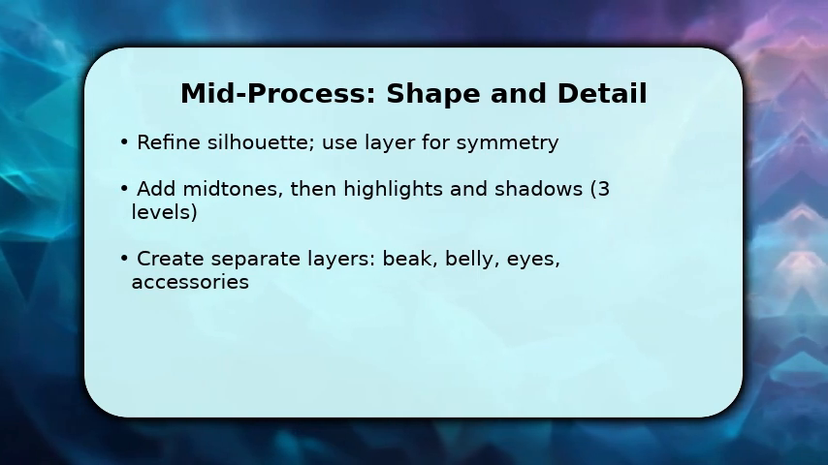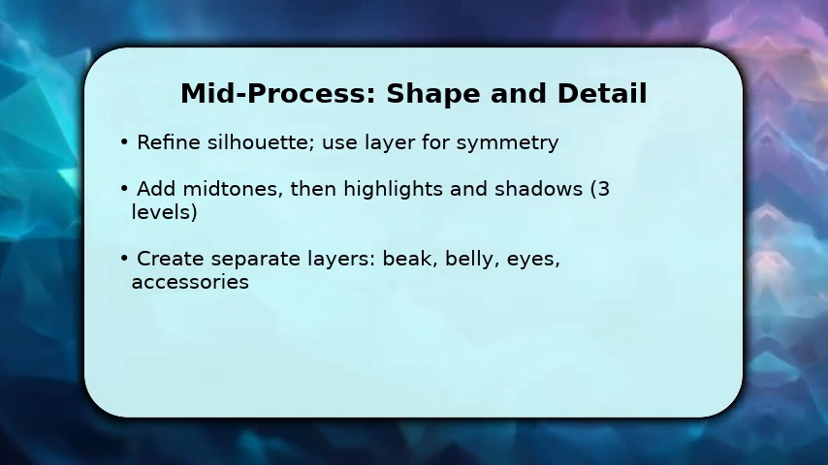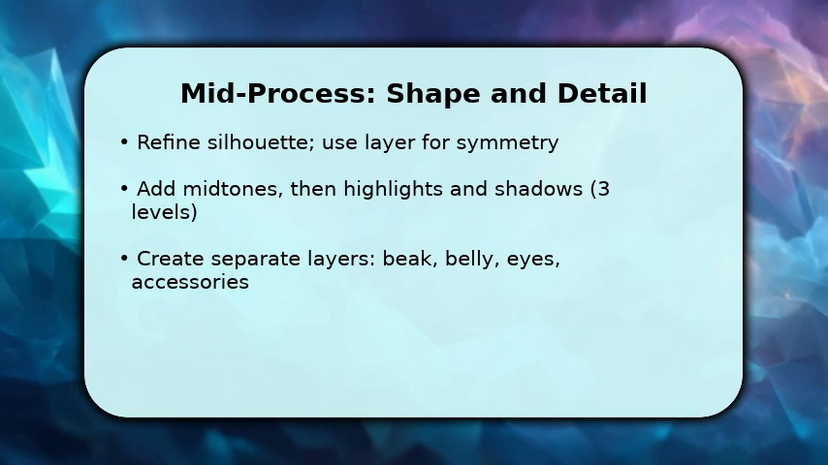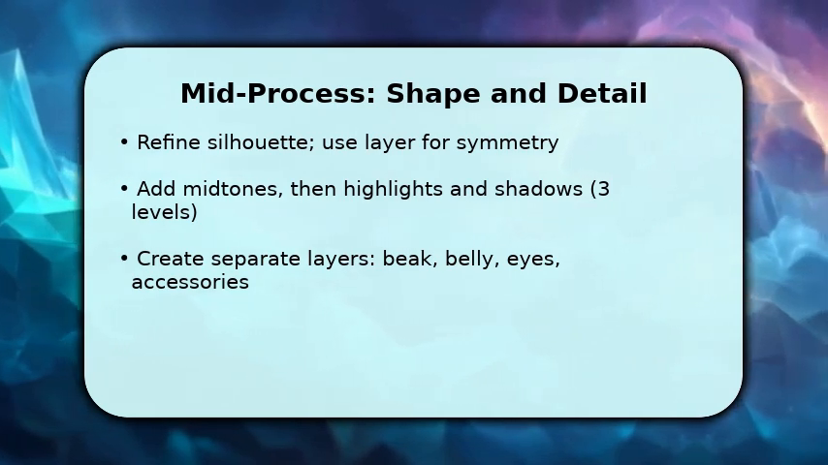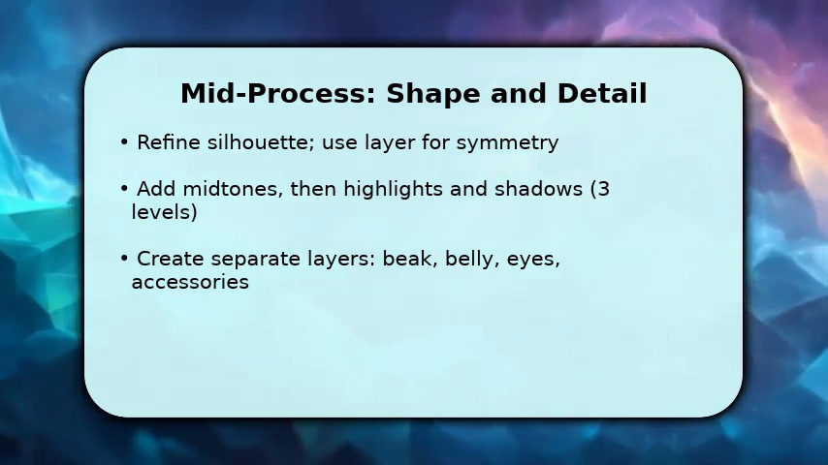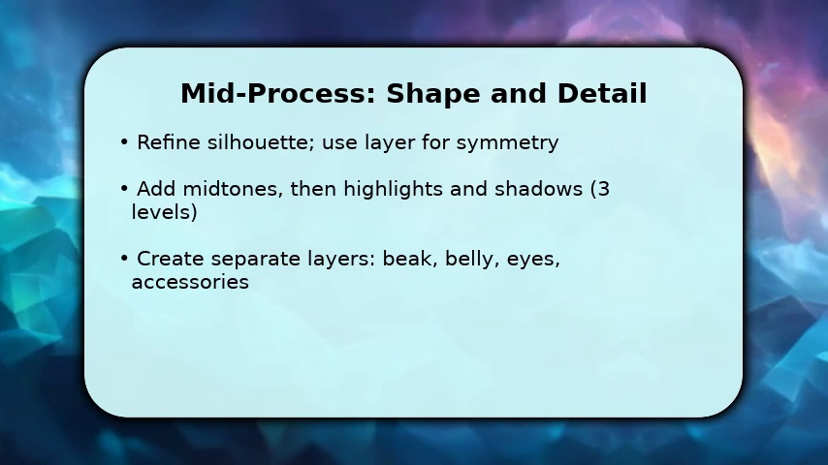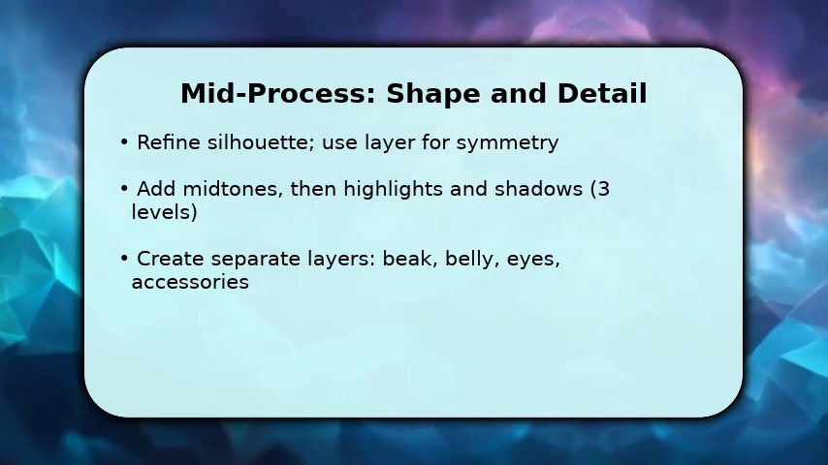Once the form is solid, lay down midtones across the body, then add 2 levels of shadows and 1 highlight to suggest volume. This 3-level approach reads well at small sizes. Make sure to keep the beak, belly, and eyes on separate layers for non-destructive edits.